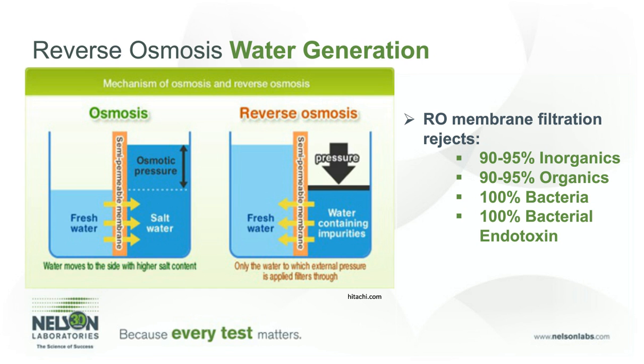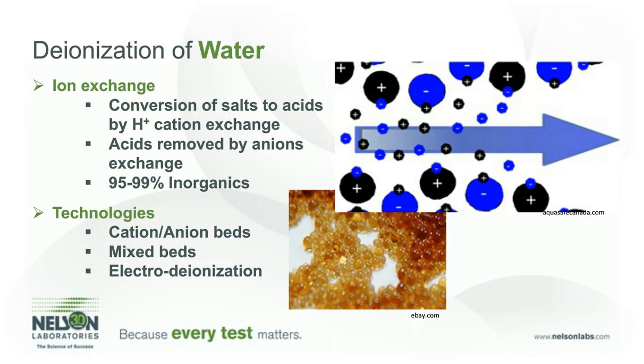Deionization of water is an ion exchange process which converts salts and acids to hydrogen cations, and then those cations are removed by anion exchange. It removes a good 95 to 99% of the inorganics remaining in the water after the RO has already removed 90 to 95% of those initially. Technologies for deionization include cation and anion beds, as well as mixed beds, and even electrodeionization processes.